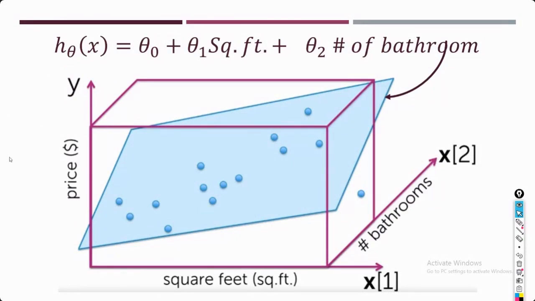So for now we are taking three dimensions, so it's going to be a plane. The equation for this is going to be theta naught, the same intercept, and theta 1, which is associated with the size of your house, and theta 2, which is associated with the number of bathrooms. So this equation is going to represent the position of this.